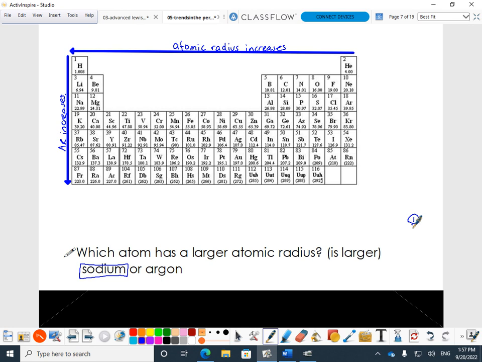Okay, so now we're going to go to number 2. So you have to flip your page back, basically, when you've got the arrows however you want them to look. Okay? So on to ionization energy.